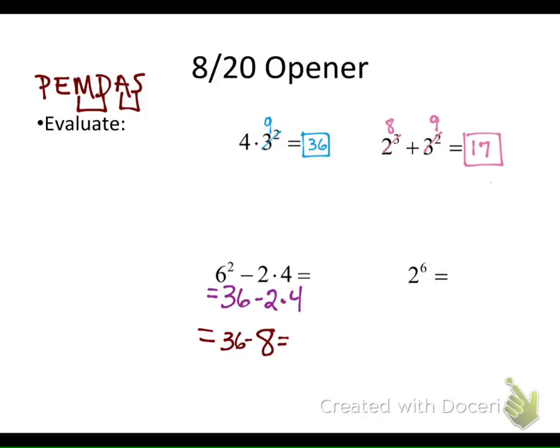Tamara. All right, 36 minus 8. 28. And what do I do for my final answer, Tamara? Box it. I'm having all kinds of problems with my 8s today. They are just not coming out well. Okay.